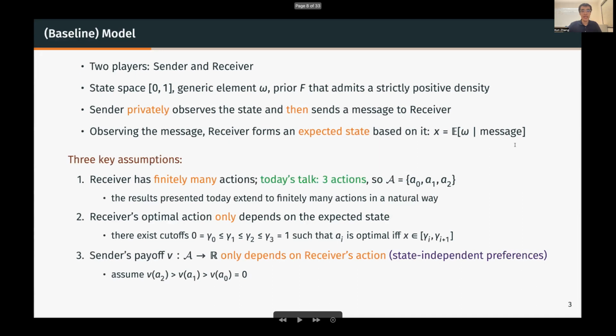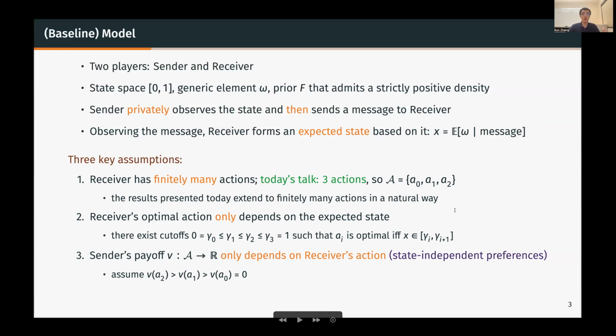So I make three key assumptions. First, the receiver has finitely many actions. For better intuition, in this talk, I assume that she only has 3 actions. So the action space contains only A0, A1, and A2. The results presented in this talk extend to finitely many actions in a natural way.